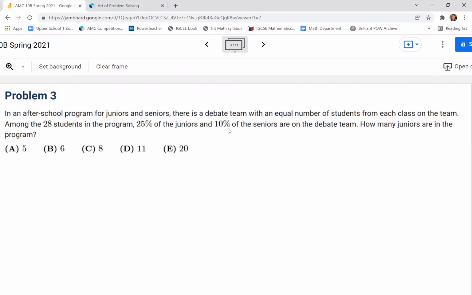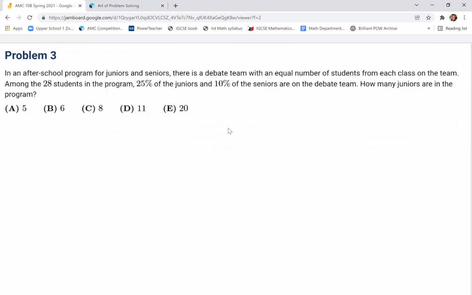Number 3, in an after-school program for juniors and seniors, there's the debate team with an equal number of students from each class on the team. Among the 28 students in the program, 25% of the juniors and 10% of the seniors are on the debate team. How many juniors are in the program? Okay. Equal number of students from each class on the team. 28 students, so that means 14 and 14, right? So we have 14 juniors and 14 seniors. 25%.